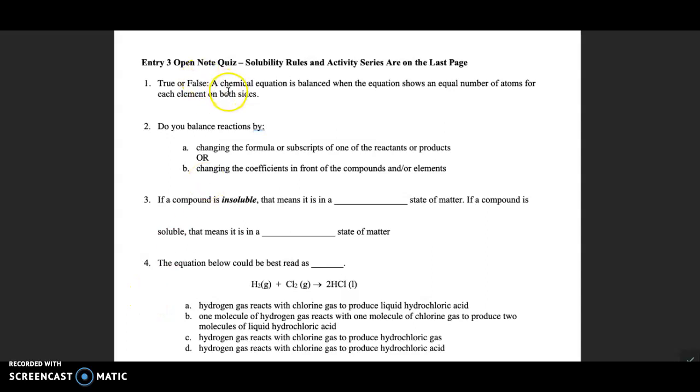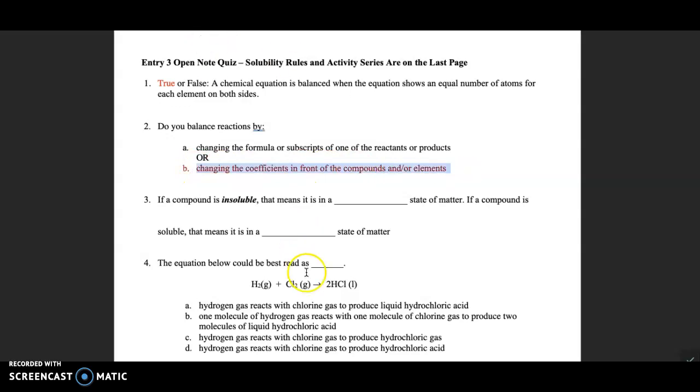All right, we're going over the OpenOak quiz here. First one we got true. A chemical equation is balanced when it shows an equal number of atoms for each element on both sides of the arrow. So example here, two hydrogens, two hydrogens, two chlorines, two chlorines. You balance by changing the coefficients.